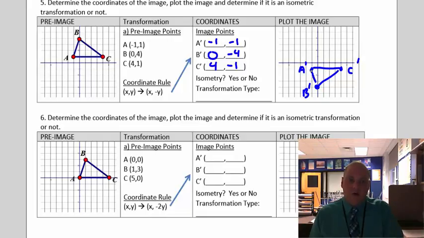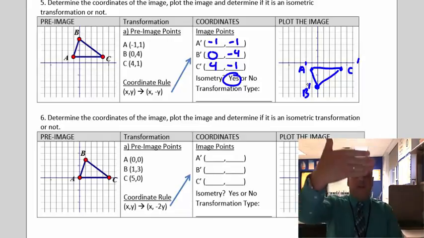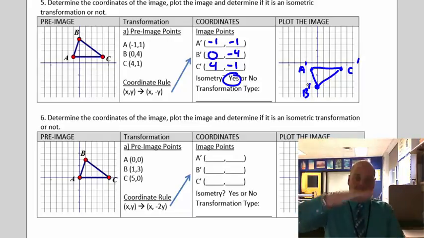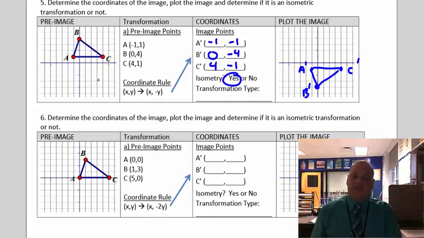Notice how if you compare it to this one, it's the same size and same shape, so yes, it is an isometry. All it did was what? It flipped over. If you graphed it on the same graph, actually, you would see better. It just flipped over the x-axis. So it is a reflection.